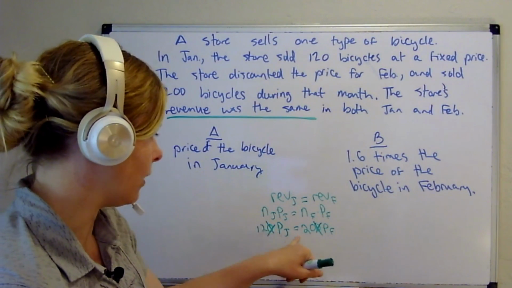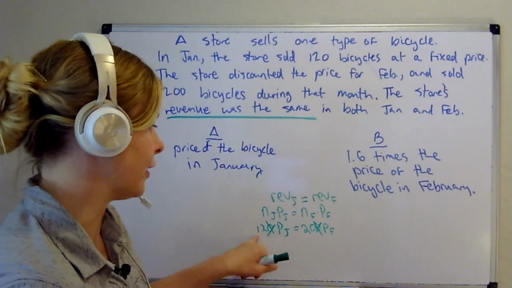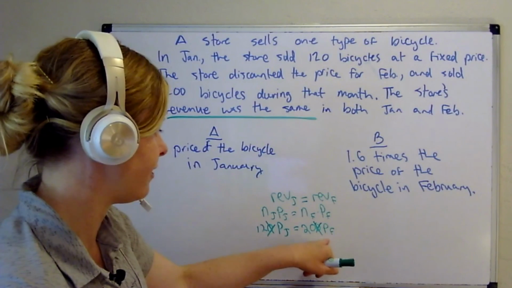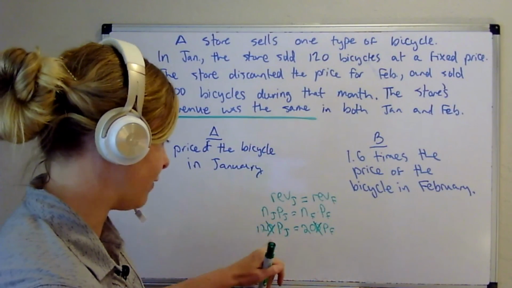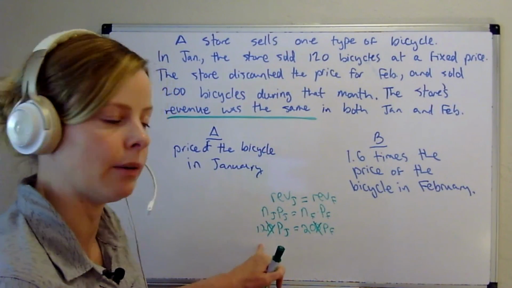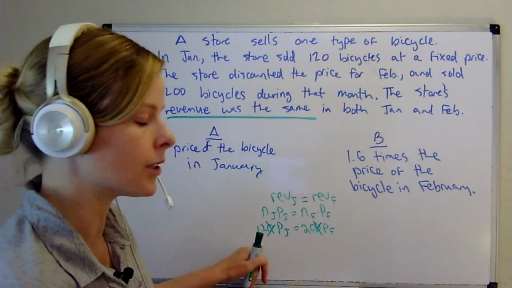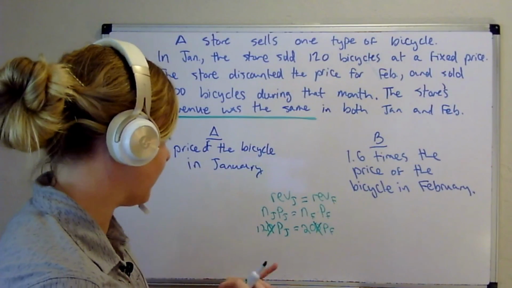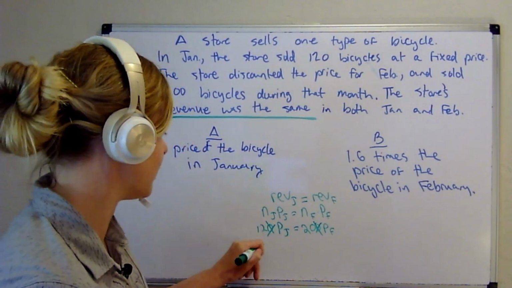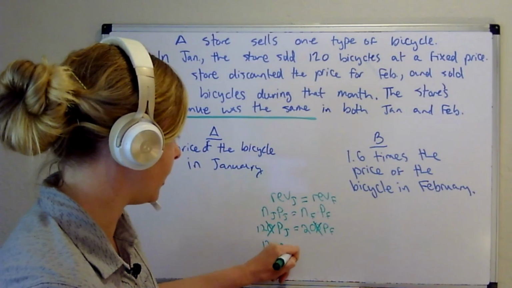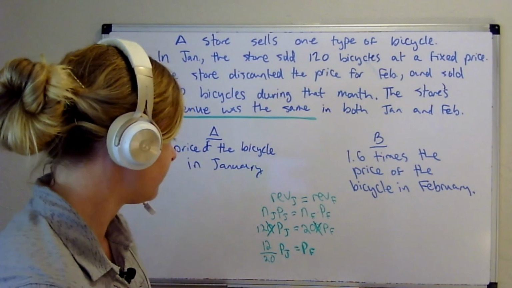We've got these numbers 12 and 20. I just vaguely prefer to have the bigger number on bottom. So I'm going to go ahead and solve for my price in February and have the fraction associated with my price in January. Now you could do it the other way. There's no real wrong answer here. But to me, it just doesn't hurt my brain as much to say that I've got 12 over 20 times the price of January is equal to my price of February.